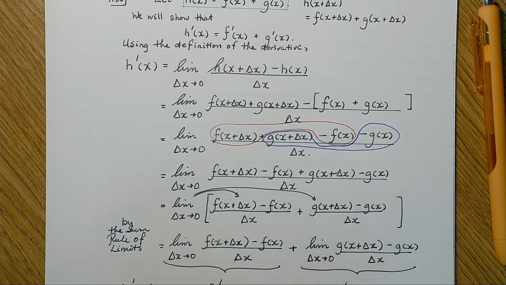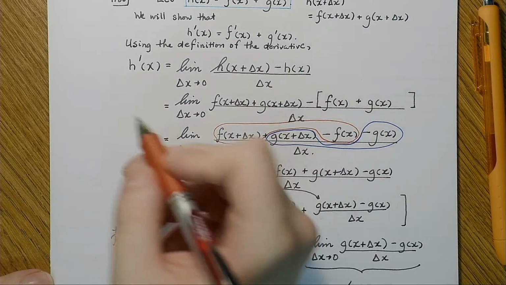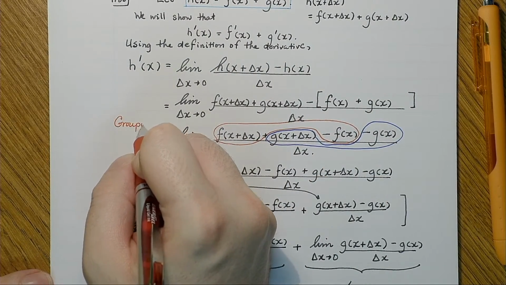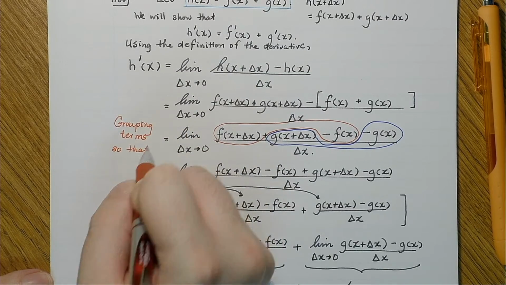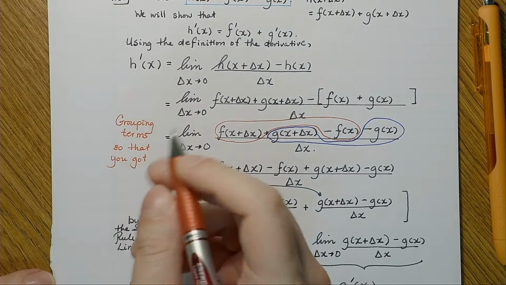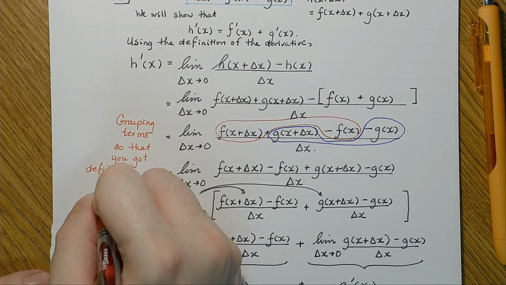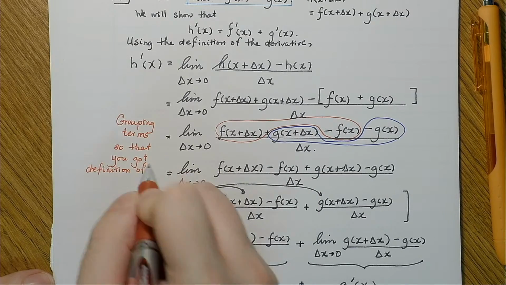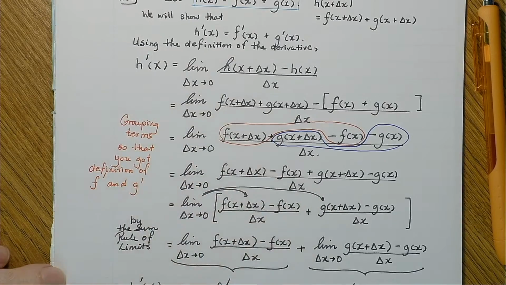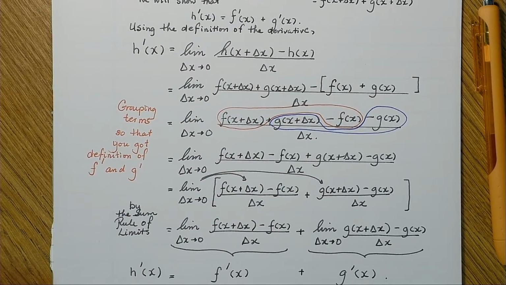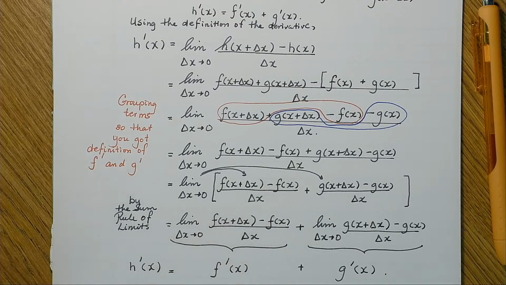This one was not too hard. I guess maybe the trick for this one was just grouping terms so that you got the definition of f prime and g prime. So maybe that was kind of the kernel of the proof.